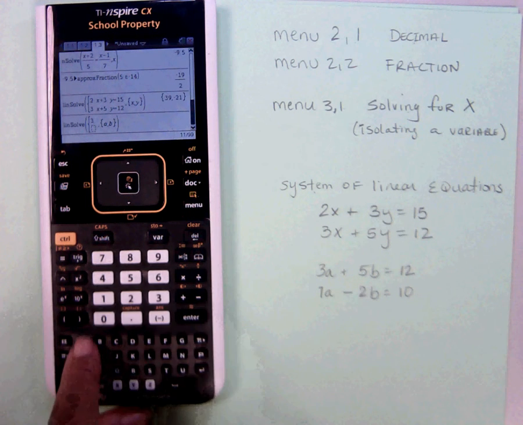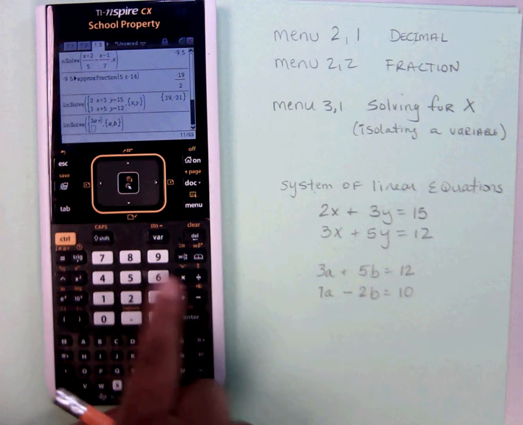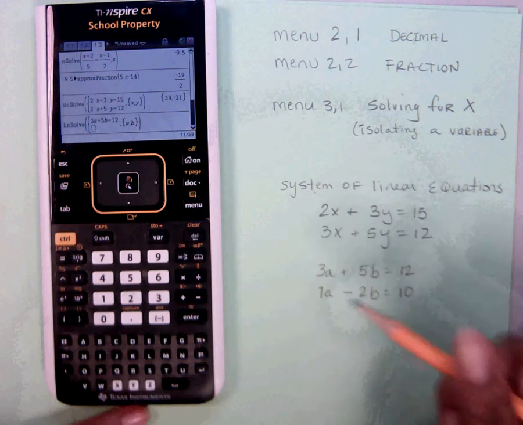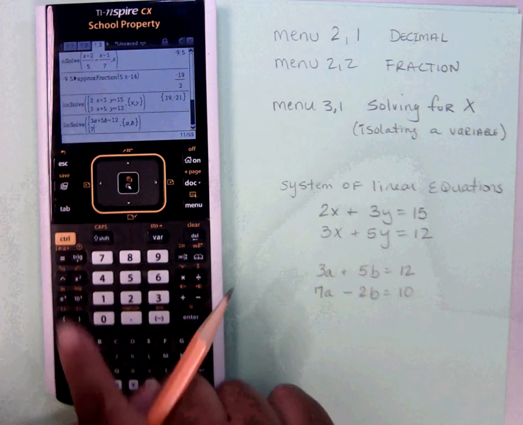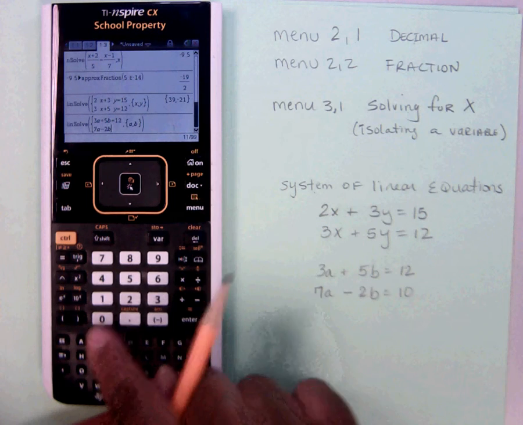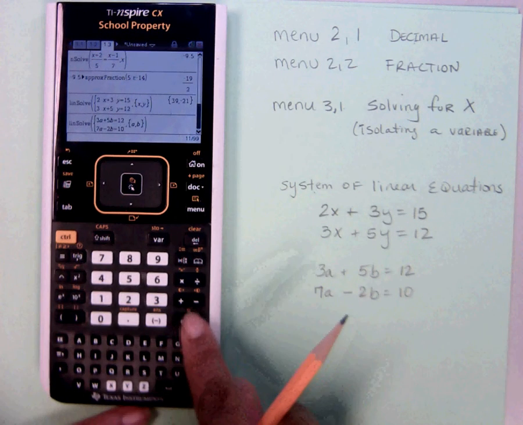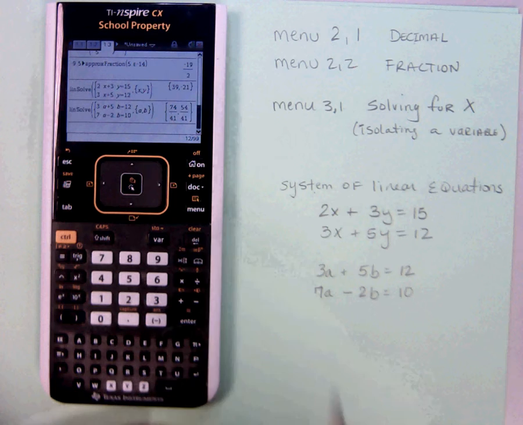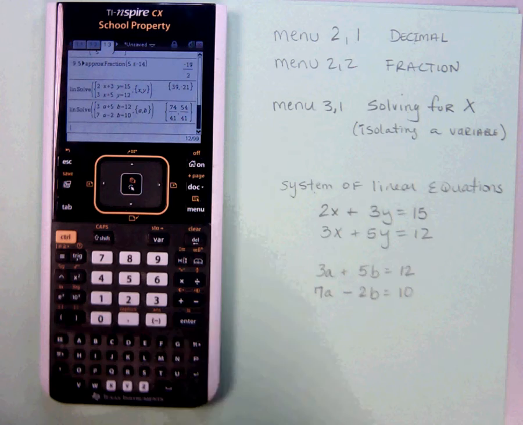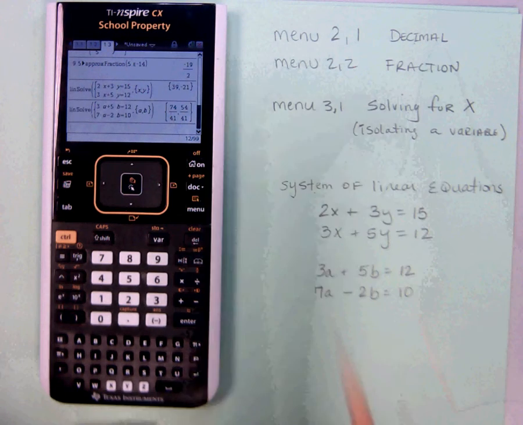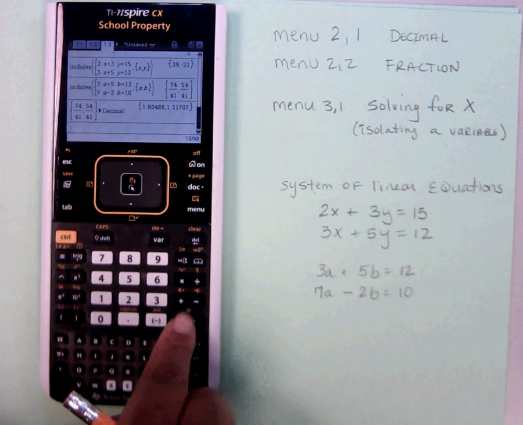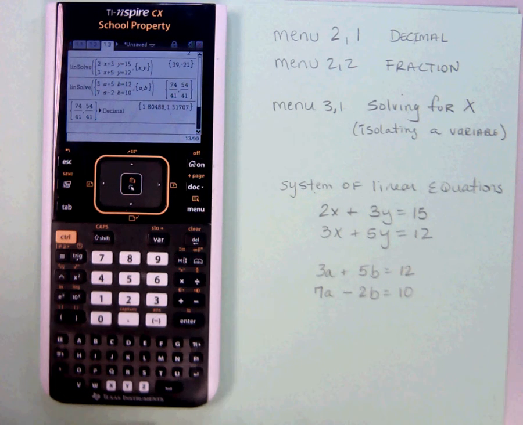Now, this is 3a plus 5b equals 12. And this is 7a minus 2b equals 10. There are our answers. Now I know some of you might want to see the decimal form, and do you remember how to do that? So menu 2 1, and there you go. It's in decimal form.